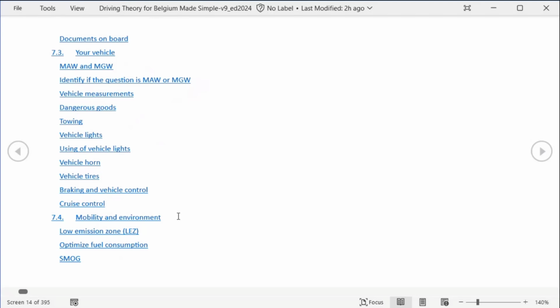And then when we talk about mobility and environment, we will talk about what a low emission zone is. How do you identify a low emission zone? Are you allowed to drive in a low emission zone? How do you optimize fuel consumption? And what is smog?